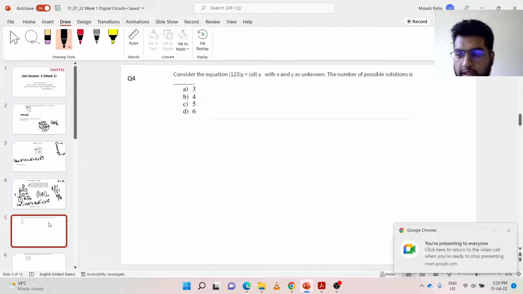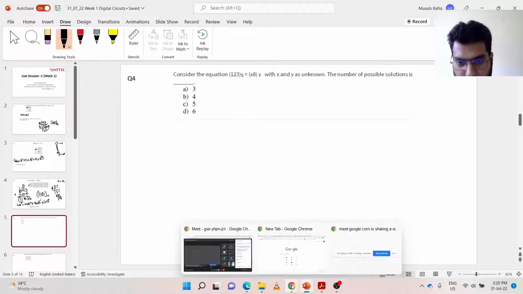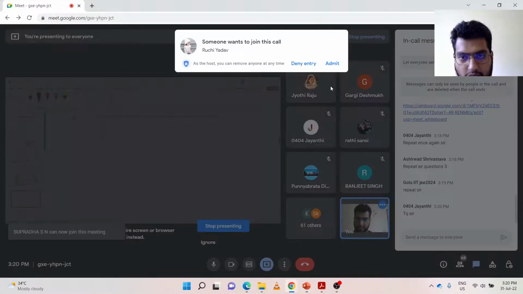Question number 4 here has given us this equation where the number 123 is in base 5, and we have another number where one digit is x and another digit is 8 in base y. So people are joining in, so they can take part in this question.